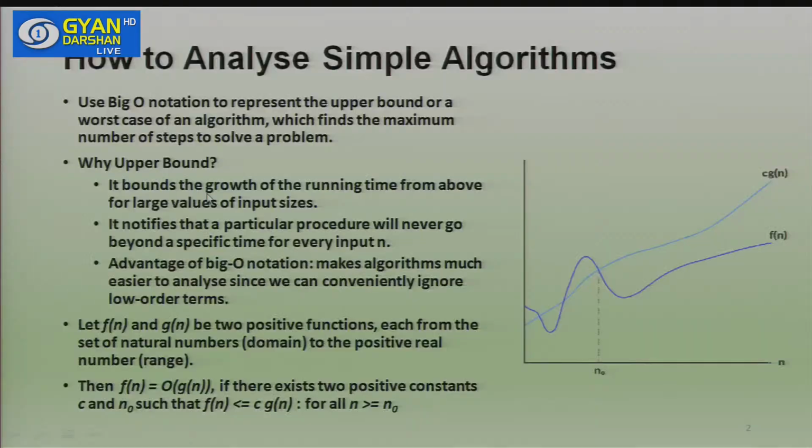But what are the advantages of using big O notation? After all, why are we just interested in the worst case? Well, we use the upper bound because it bounds the growth of the running time from above for large values of input sizes. So topmost values are bounded, right? It notifies that a particular procedure will never go beyond a specific time for every input size n. So you are able to define the maximum time needed by a particular problem.